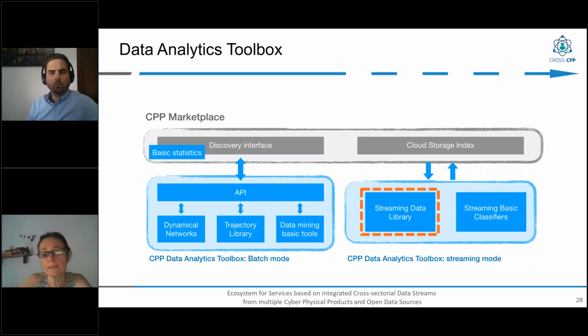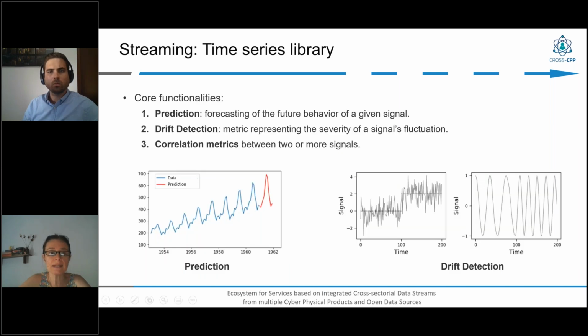Okay, so going a little bit deeper into the streaming data library, we have the streaming data time series, and in this time series we have different things. We have the prediction, so we have certain functionalities that, given a time series, can predict what is going to happen with this time series in the future. Or we can also have certain analysis for drift detection, for example, or to analyze anomalies between different time series.